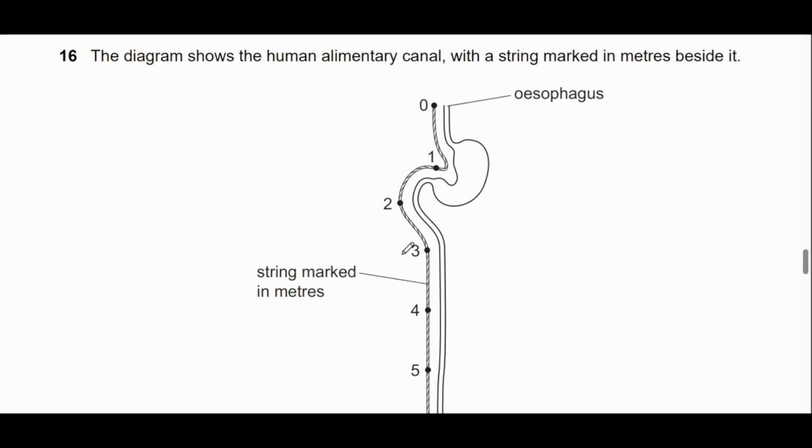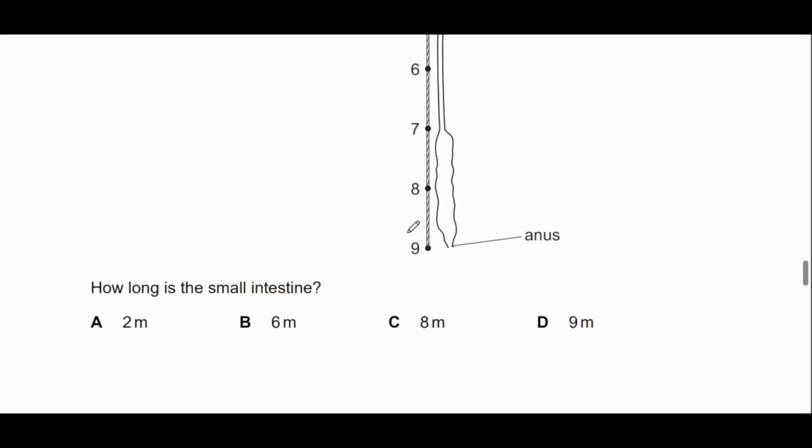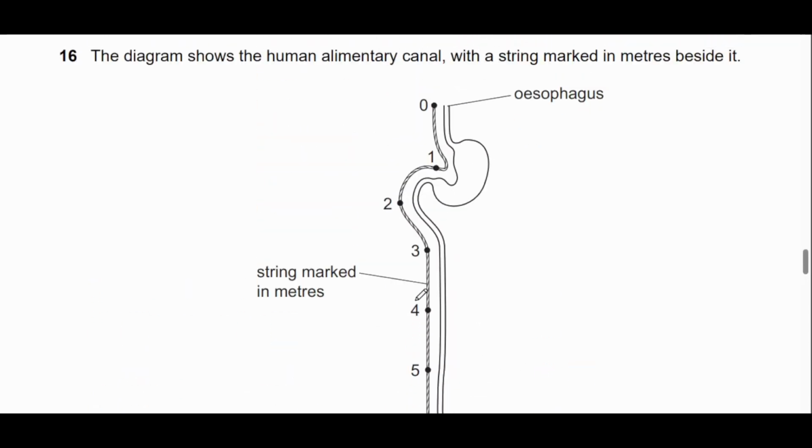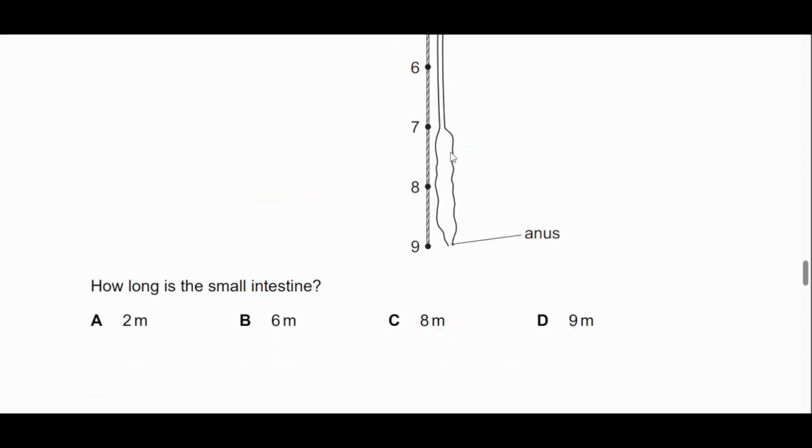16. The diagram shows the human alimentary canal with a string marked in meters behind it. Okay, so this is the alimentary canal. How long is the small intestine? The small intestine starts at the end of the stomach, so right here, and before the large intestine, so right here. So 7 minus 1 equals 6, therefore 6 meters. Okay.